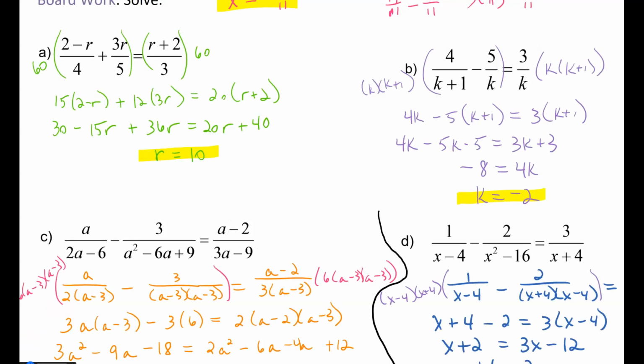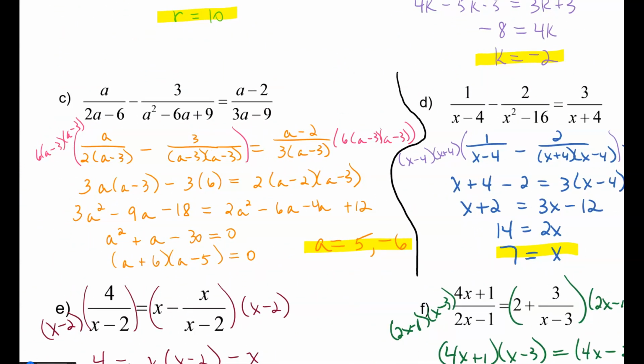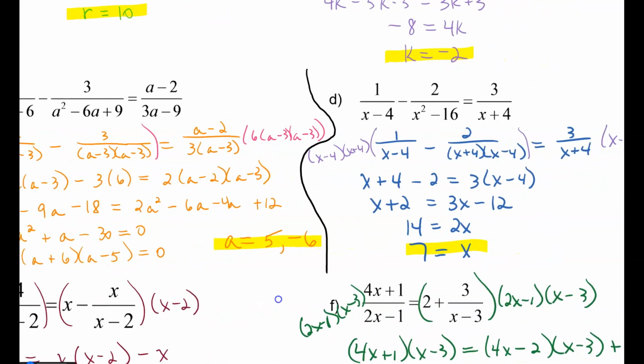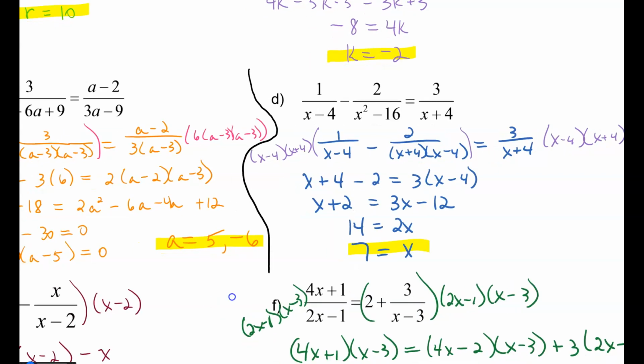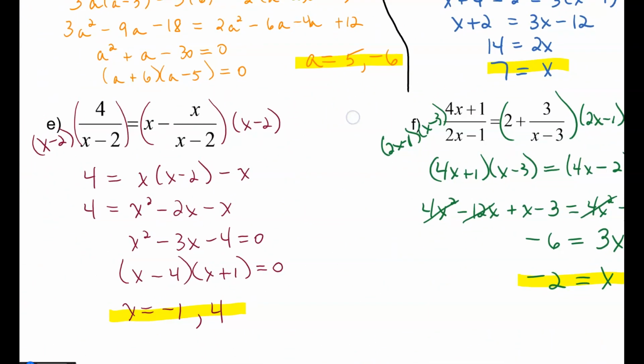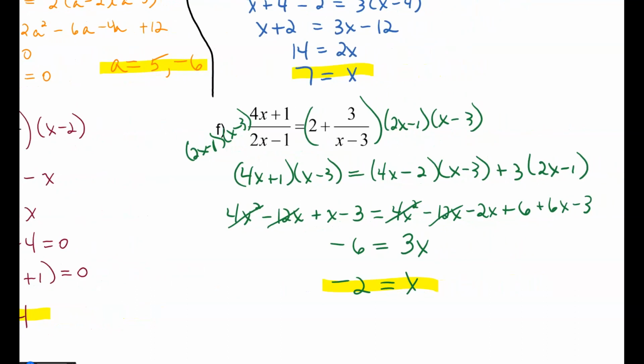So here are the rest of the problems worked, the ones you did up on the board, just in case anybody wants to look back. A was r equals 10, B is k equals -2, and C, a equals 5 and -6. On D, x equals 7. E, we have x equals -1 and 4. And F is x equals -2.